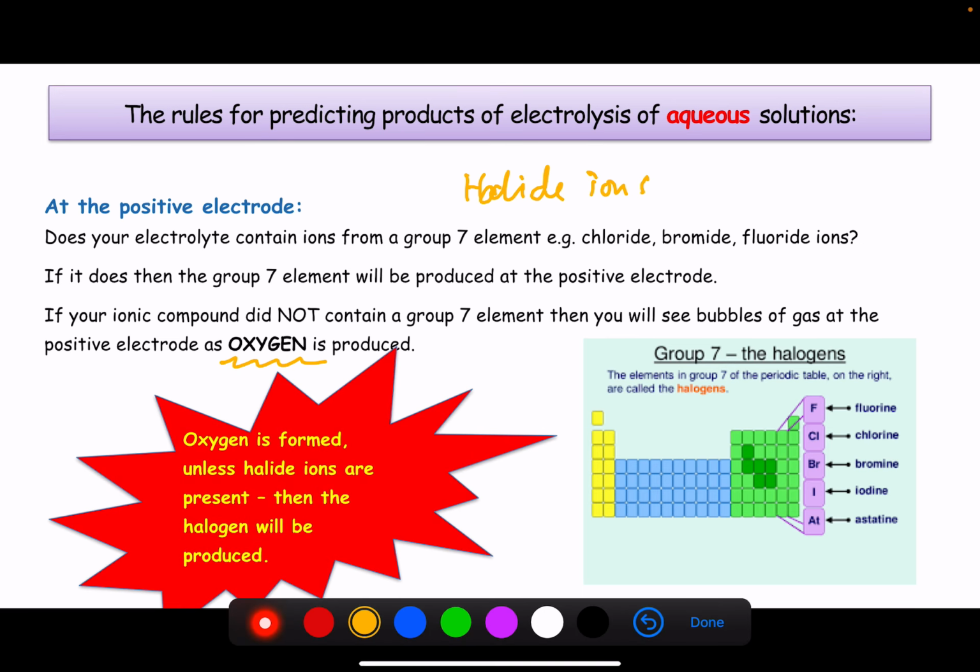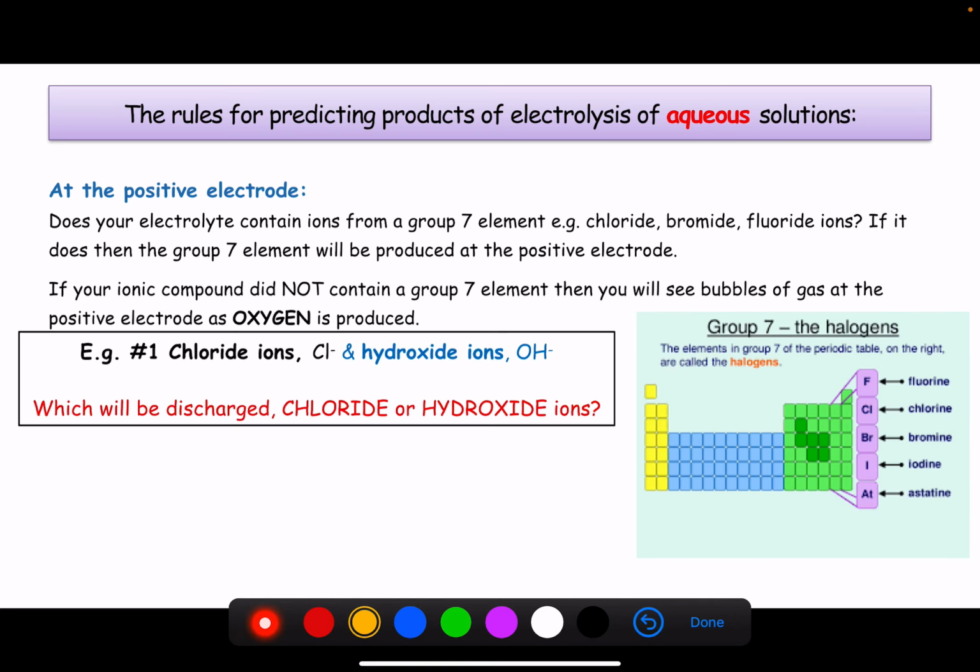Okay, oxygen will be formed unless halide ions are present, then the halogen element will be produced. Learn that rule. Okay, again, we could look at some examples. Right, so let's suppose we're looking at the electrolysis of, again, let's go with potassium chloride, KCl aqueous. Right, but we're talking about the positive electrode, so the things we're interested in here are the negative ions.